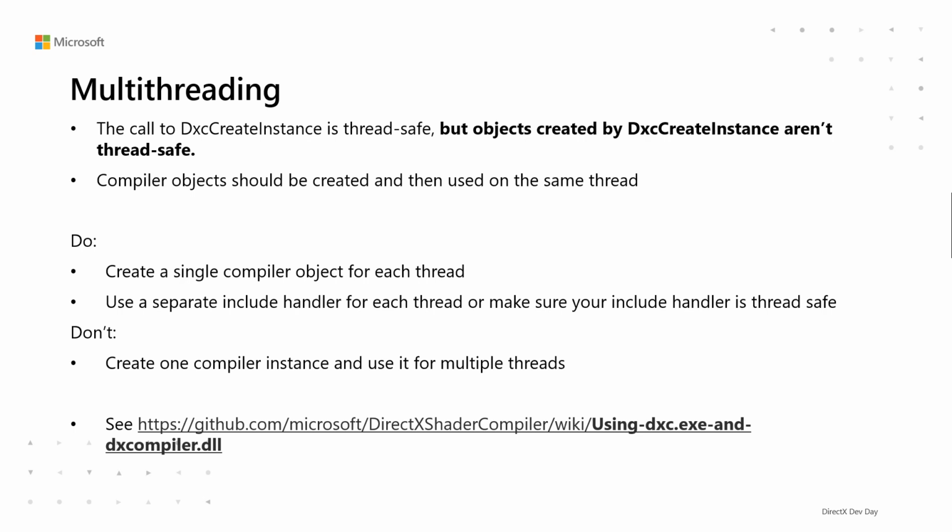And also for include handlers, if you're supplying a custom include handler, which many folks do, you have to make sure and recognize that that include handler needs to be also a separate instance per thread, or it needs to be thread safe. And again, what you absolutely don't want to do is create one compiler instance and then start calling it from multiple threads. That's an absolute no-no. We have on GitHub in our wiki a document, using dxc.exe and dxcompiler.dll, which goes into lots of detail about thread safety and also includes several code examples for you.